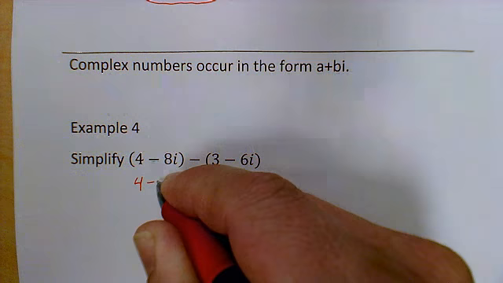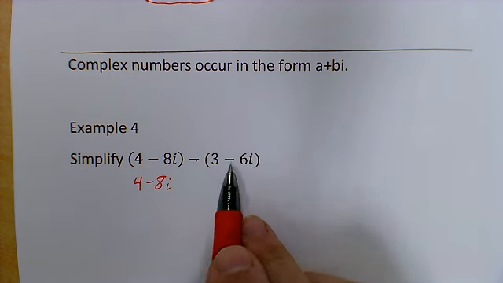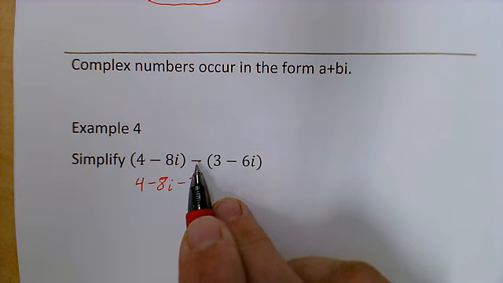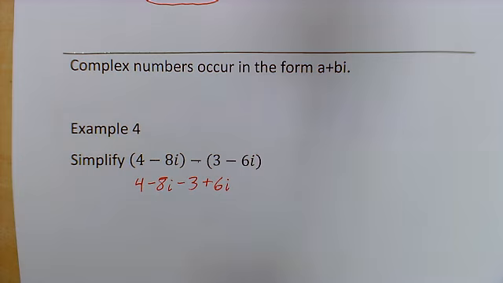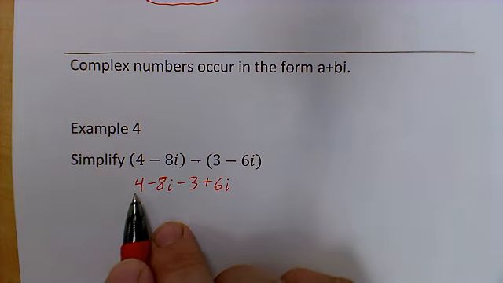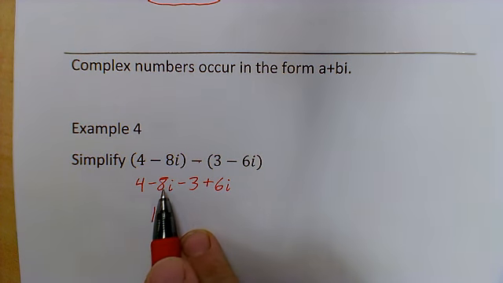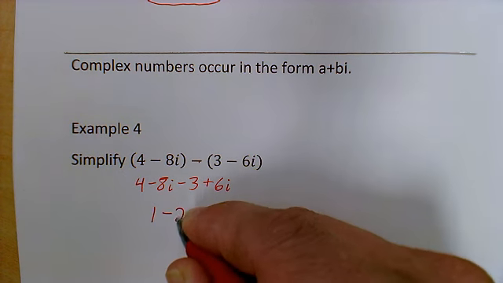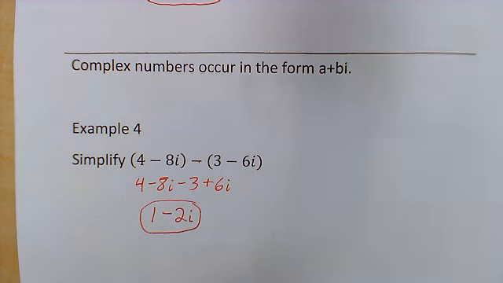Now the 4 minus 8i had nothing to distribute to it. Now I'm going to distribute this negative sign to this binomial. So it's going to be minus 3, and negative times negative 6i is going to be plus 6i. Now I can combine my like terms. In fact, I'm going to be combining the real values. 4 minus 3 is 1. And the imaginary values, negative 8i plus 6i is negative 2i. 1 minus 2i is my final answer. I cannot do anything more for this.